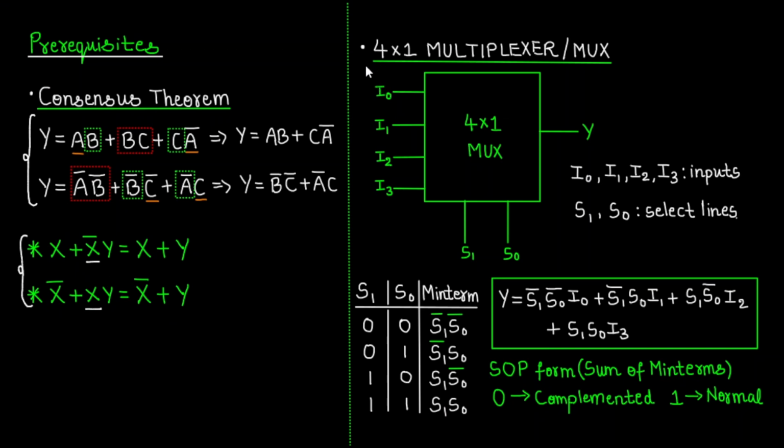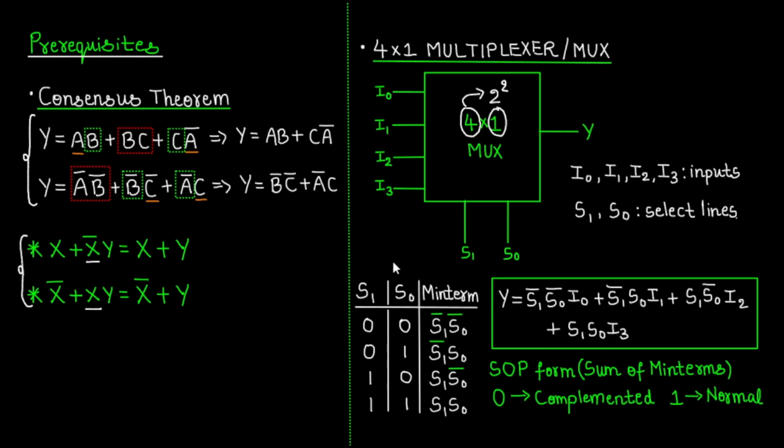Now, let us revise the 4 cross 1 multiplexer, which is the mux. So, this number 4 indicates the number of inputs, and this number 1 indicates the number of outputs. This 4 can be written as 2 power 2. This power 2 represents the number of select lines. In this question, I will be only following the sum of products form, which is sum of minterms.